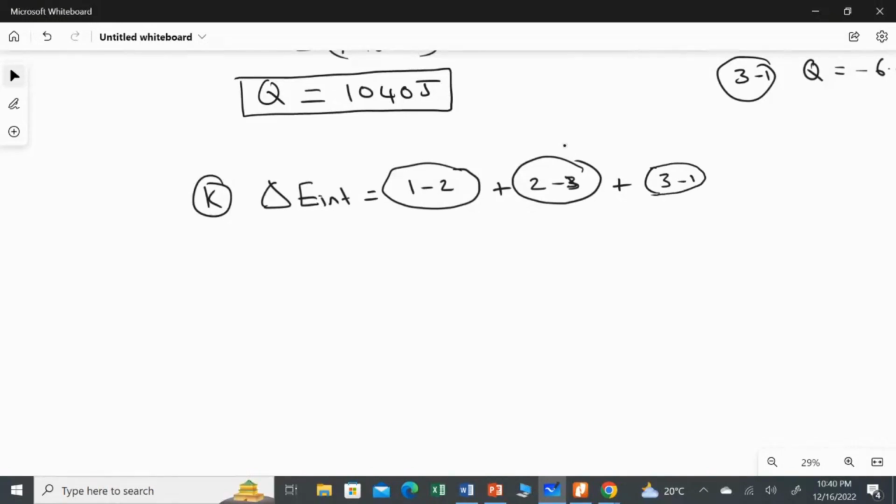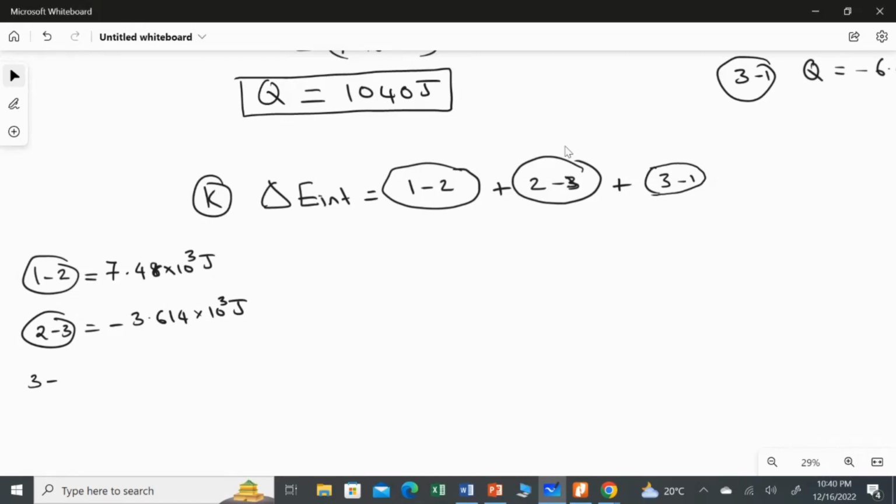For the change in internal energy for state 1 to 2, I have to check the data. We got the answer as 7.48 multiply 10 power 3 joules. Likewise, for state 2 to 3 we got minus 3.614 multiply 10 power 3 joules, and for state 3 to 1 we got minus 3.864 multiply 10 power 3 joules.